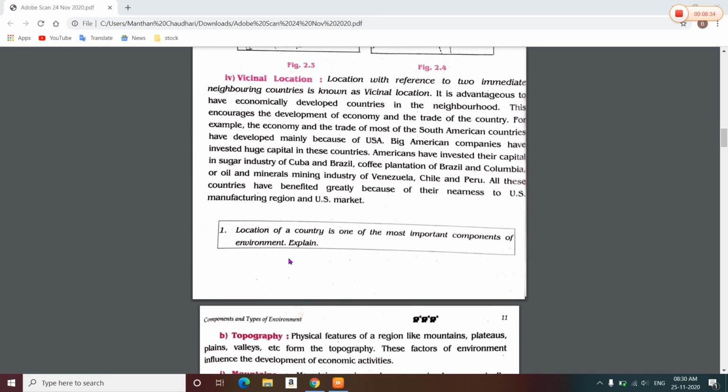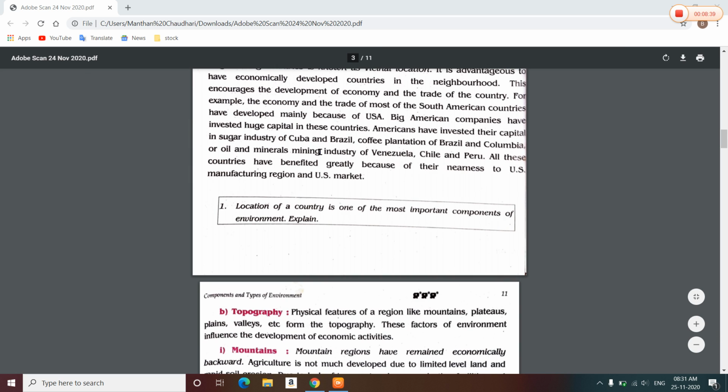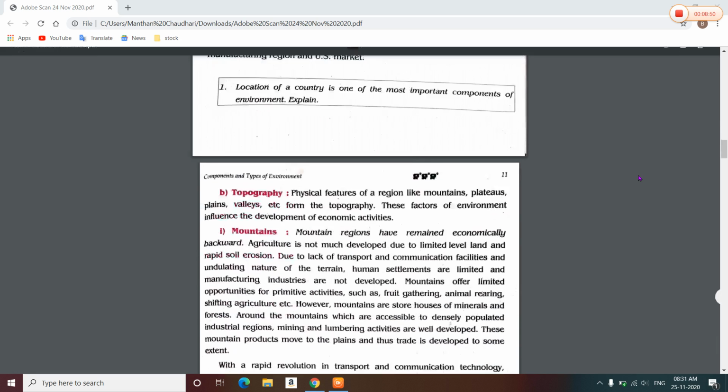Okay, then next one is vicinal location, etc. These are different types of location. Now let us see another important factor of natural environment.